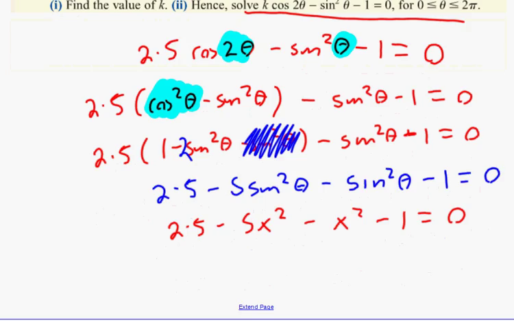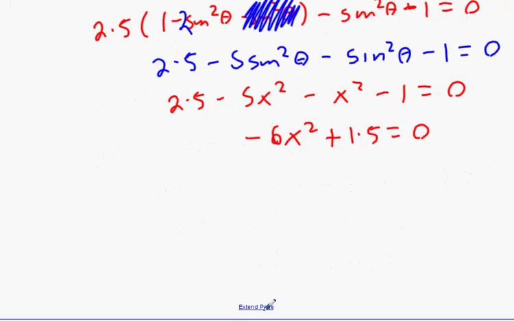How many x squares am I looking at here? I think I'm looking at 6x squared, am I? Oh shit. And then the other side? Plus 1.5. 6x squared equals 1.5. What's 1.5 divided by 6? You guys tell me. It's a quarter, right? Now, square root it. Square root a quarter.